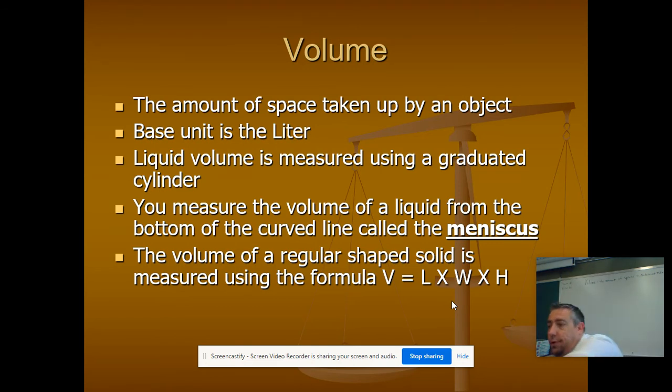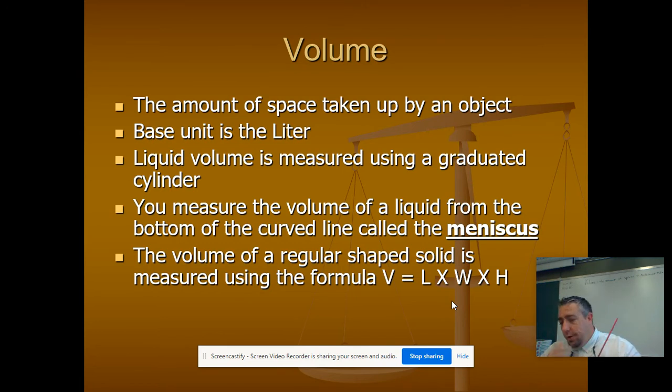Because will it fit into a graduated cylinder? No. Only liquids take on the shape of their container. So how do we do it? All right. Well, we need our trusty metric ruler. Sorry. All right. That has centimeters and millimeters on it.